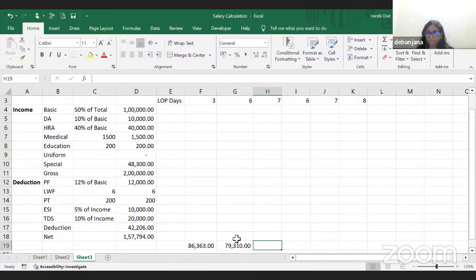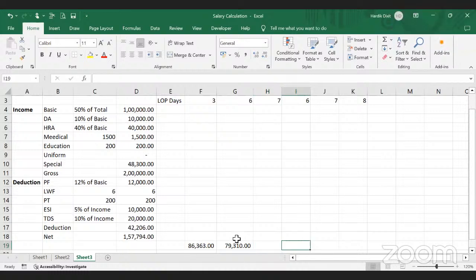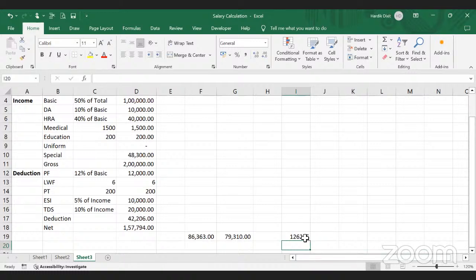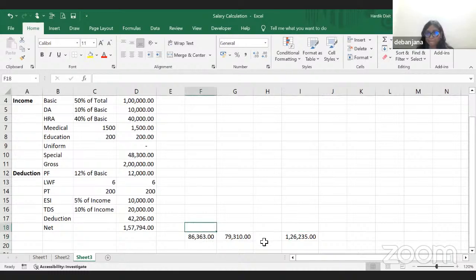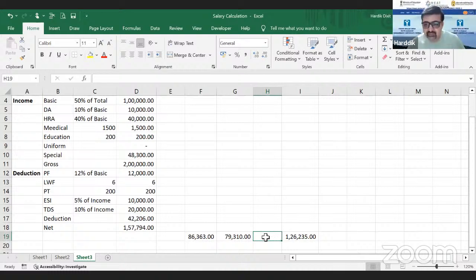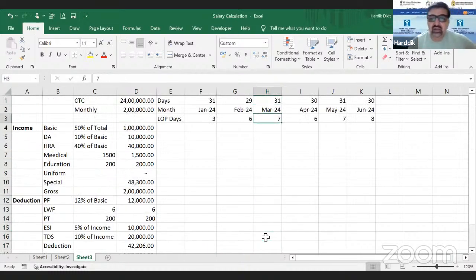Juhi. Sir, 1,26,235. So as of now, I'm not challenging any of these numbers. Let us see if these numbers are correct. Jyotsna, any random number? Any guess? No. Okay. Let's see what could be the correct one.